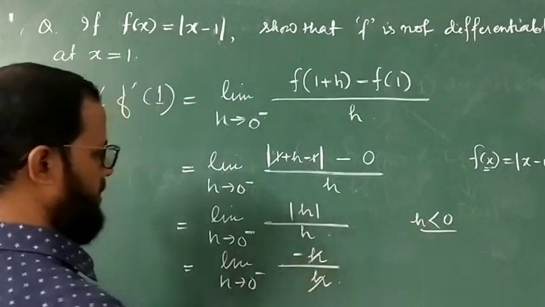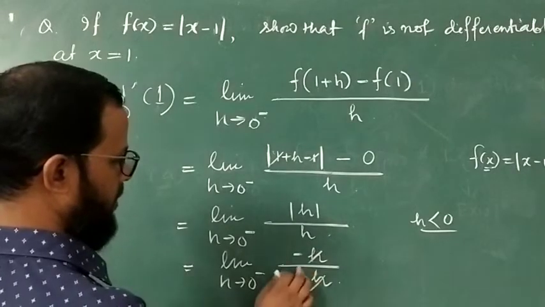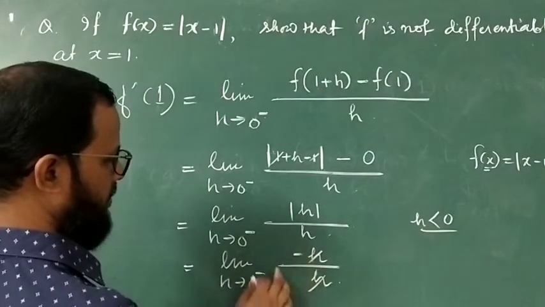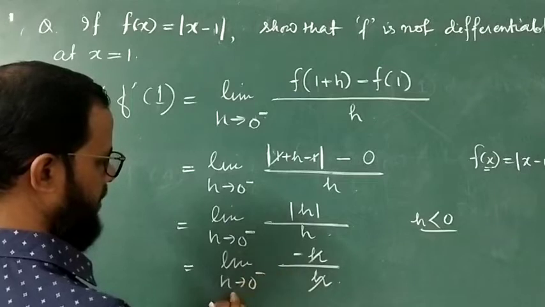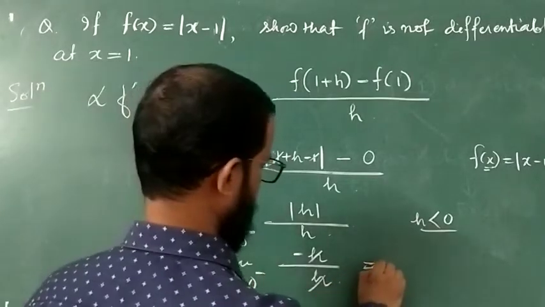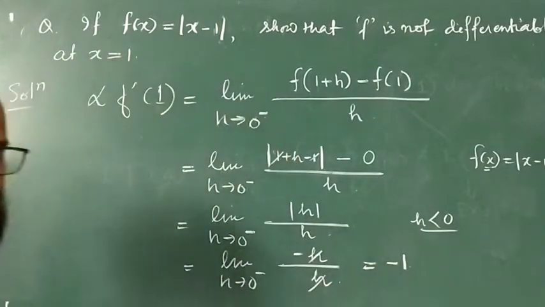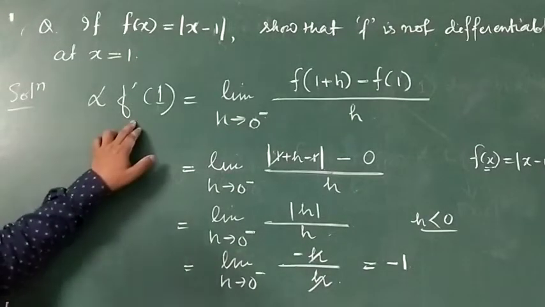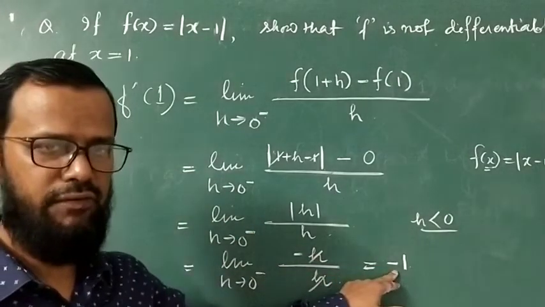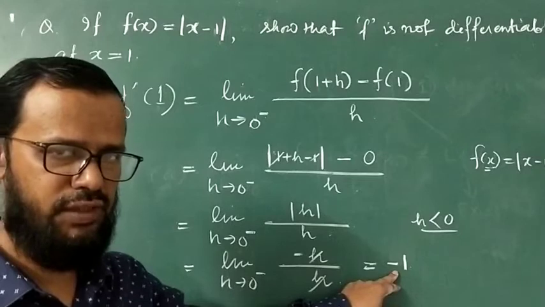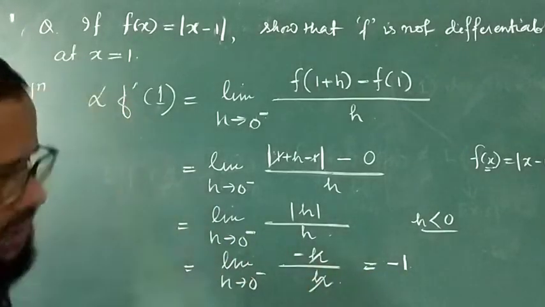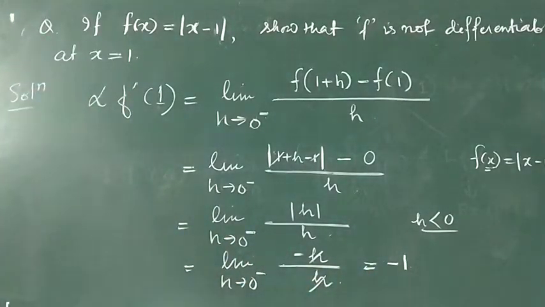तो ये दोनों अगर कैंसिल हो जाएगा तो -1 होगा. -1 का लिमिट क्या होगा? -1 is a constant, so independent of h, and therefore the limit is equal to -1. So finally what we get, left hand derivative is finite and fixed, therefore left hand derivative exists. Now let us find right hand derivative.